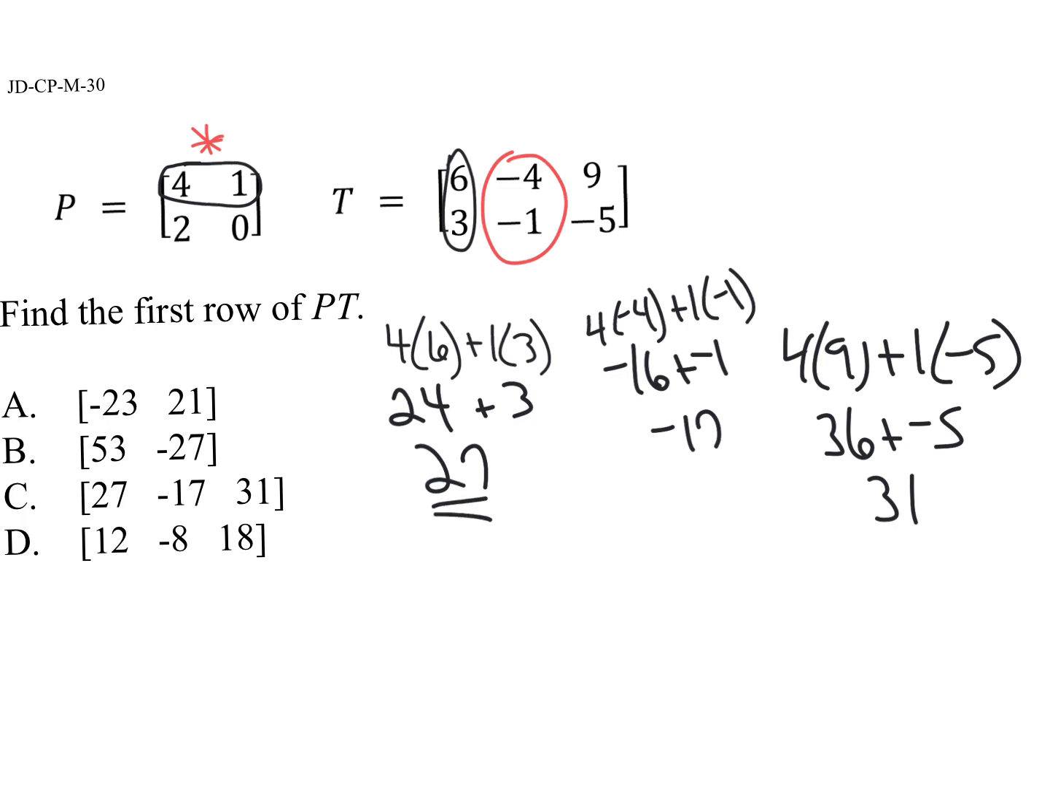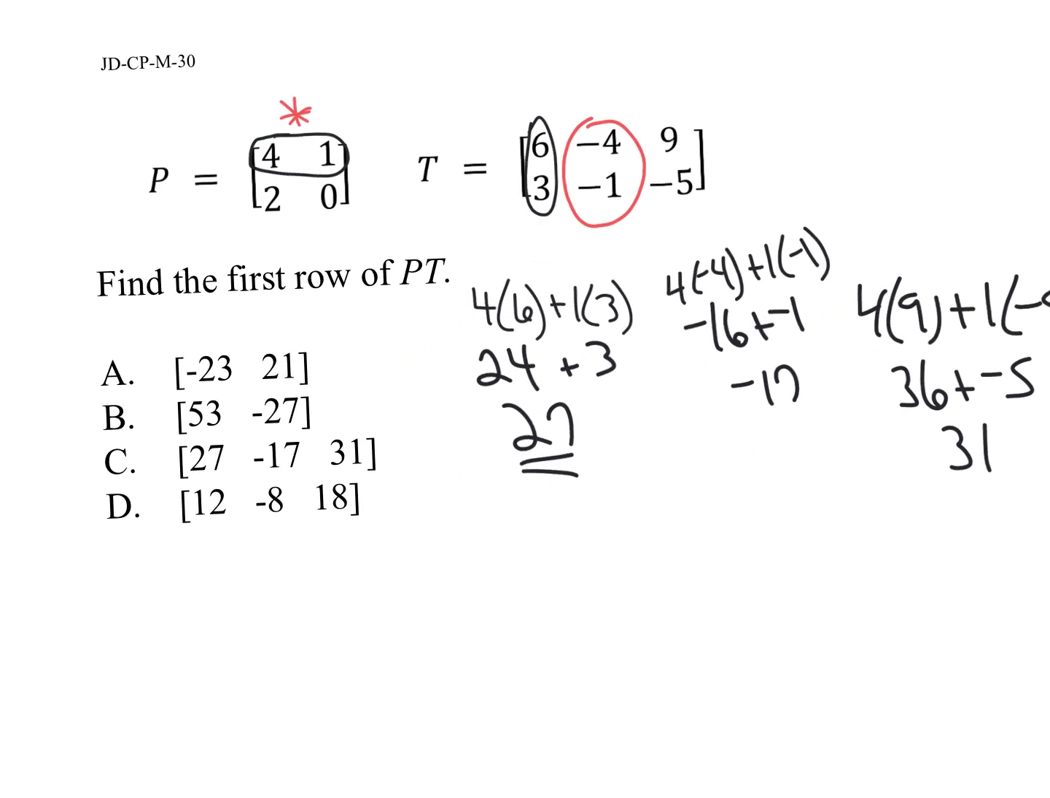Really, once we knew that we had 3 numbers and the first number was 27, it was all over right there. C would be the only option. And, you know, we can get it down to either C or D just by the fact that we're going to have 3 numbers, not 2 numbers.